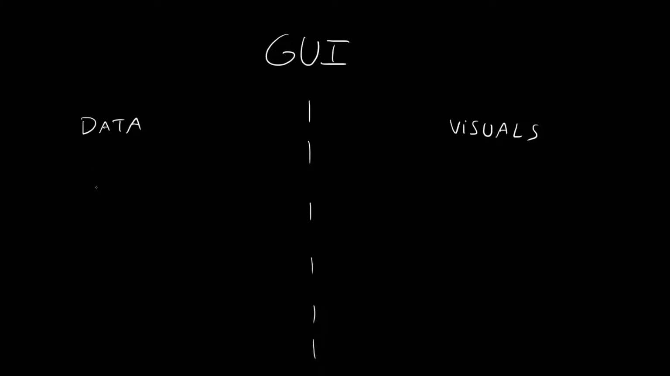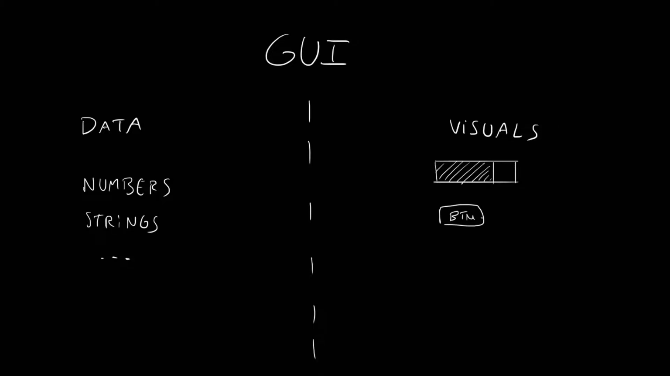And so you have your numbers, strings, and whatever it is. You have some values here. And in your visuals, you have your bars. You might have a health bar or something. You have your buttons, sliders, whatever it is, right? And the thing is, these things don't always translate directly to these things, so you need some kind of layer in between.